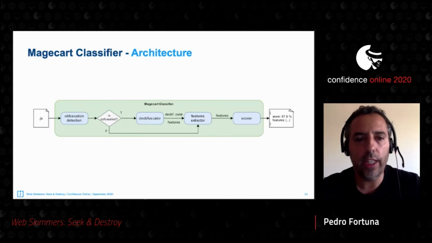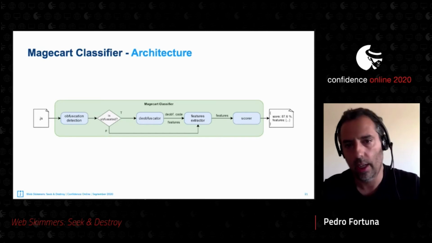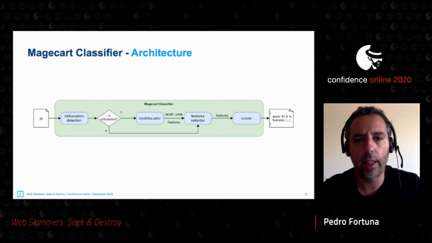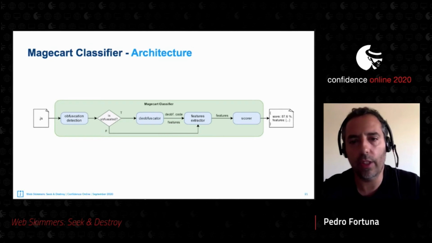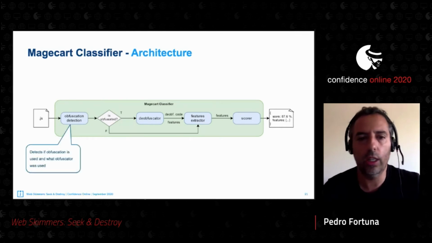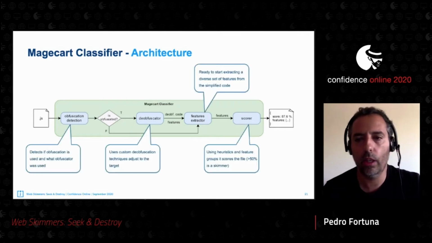Here you can see the architecture. Very simply put, we have an obfuscation detection module. It just tells us if it's obfuscated or not, and what obfuscation has been used, what tool. Then we have the deobfuscator module that deobfuscates the code. Then we have a features extractor, and these features are passed to a scorer that comes out with the final score of the file.